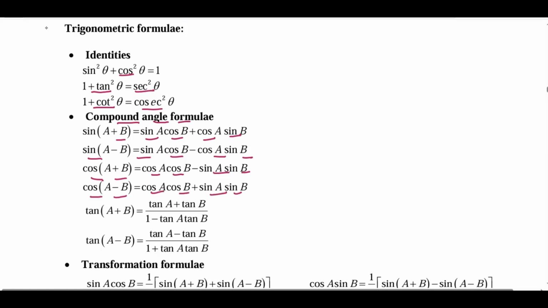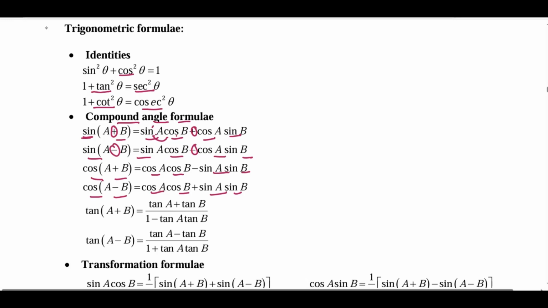You can see here, whenever it is sin, the angles are different: sin cos, cos sin. Whenever it is sin, only the sign is changing. If it is plus here, this will be plus, and the angles are different. Here if it is negative, it is negative, and the angles are different.